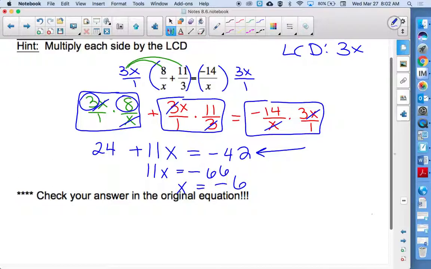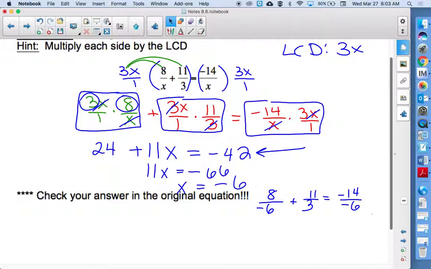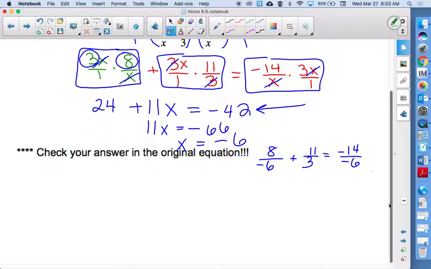we get negative 6. Now again, in little italics over here, the little stars, asterisks, we have check your answer in the original equation. So if I go back and check it in the original equation, I have 8 over negative 6, 11 over 3, negative 14 over negative 6. If you need to use your calculator, feel free to do so.